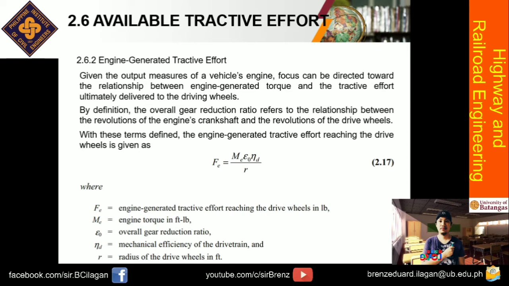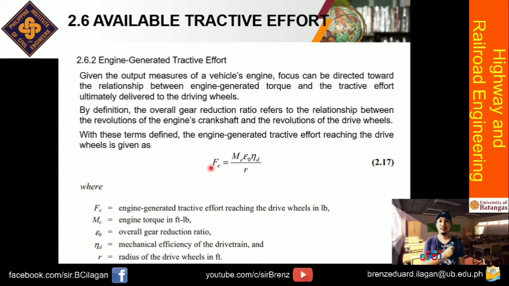Okay, so this time under 2.6.2, so this is the engine generated tractive effort. Again, given the output measures of a vehicle engine, focus can be directed toward the relationship between engine generated torque and the tractive effort ultimately delivered to the driving wheels. So, kuha lang ako dito ng mouse o ng laser pointer. Ayan. So, by definition, the overall gear reduction ratio refers to the relationship between the revolution of the engine's crankshaft and the revolution of the drive wheel. With this term defined, the engine-generated tractive effort reaching the drive wheels is given using this equation.